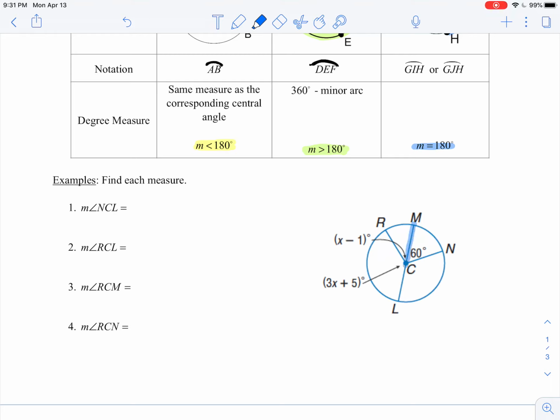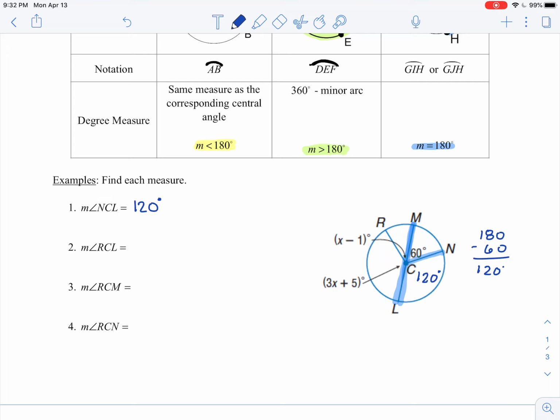It creates a linear pair with angle NCL. Together, these two angles create a linear pair or take half of the circle. So if angle MCN is 60 degrees and I subtract that from 180, I can figure out that angle NCL is 120 degrees. So question number 1, angle NCL should be 120.